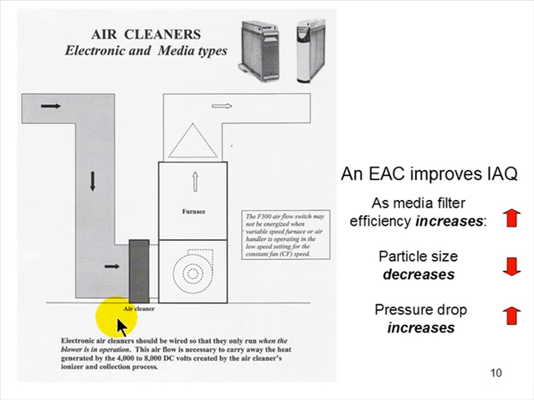Electronic air cleaners, while we're talking about them, the ionization wires generate somewhere between 4,000 and 8,000 volts DC. I know this is plugged into 120 volt AC, but we have four diodes working in there, and we're rectifying the AC to DC, and then we've stepped it up across the transformer. We've amplified it.